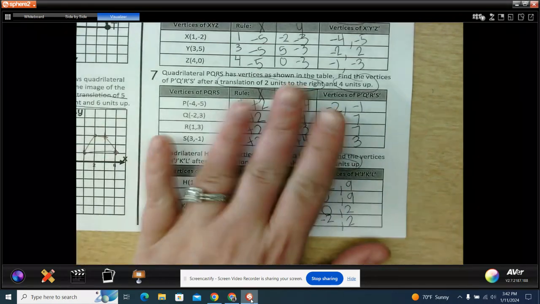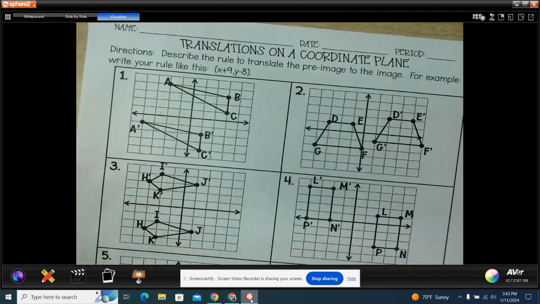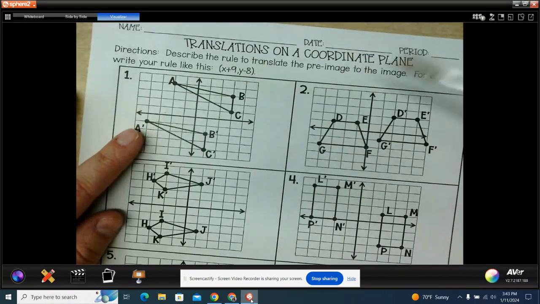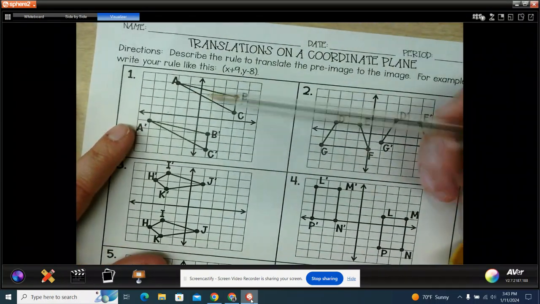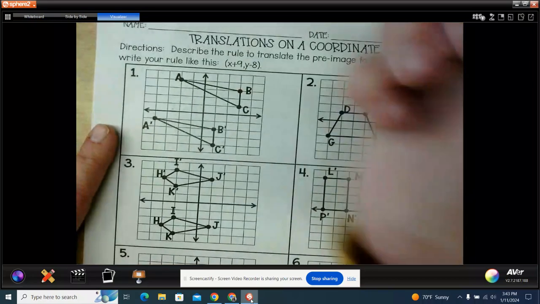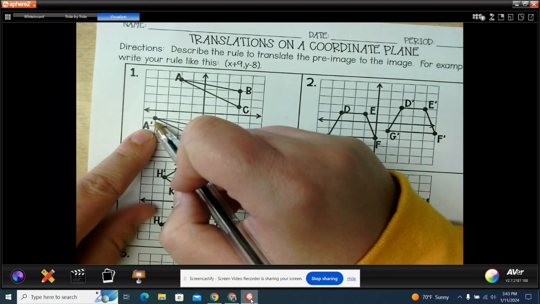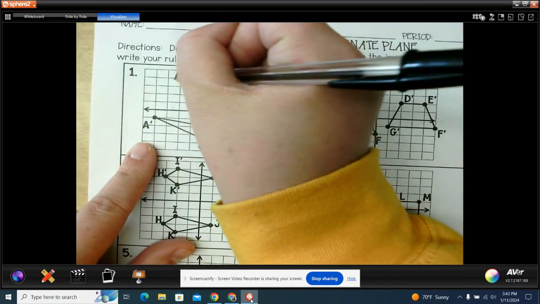All right, so we're going to do the same concept on ones where we're actually looking for the rule. So we're still going to talk about left and right. So left we subtract, or right we're going to add. We go up, we add, we go down, we subtract. So pick a point. I'm going to start with A. We always start the figure without the little tick mark. We call that prime. So we're going to go from A to A prime.